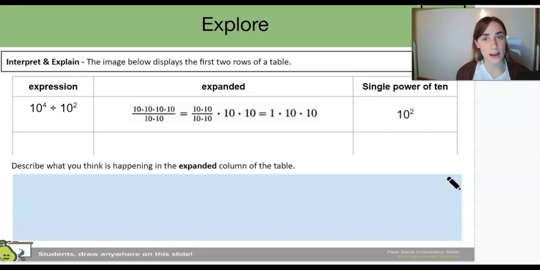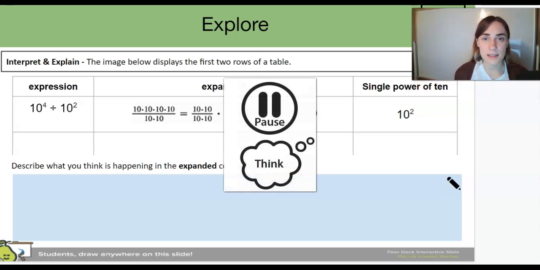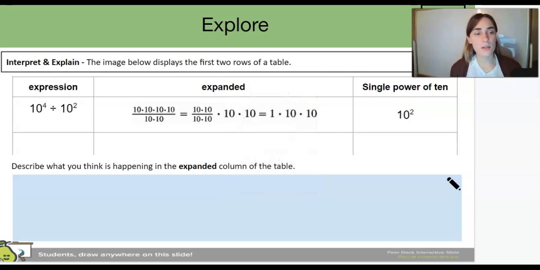So your goal right now is to describe what you think is happening in the expanded column of the table. And I encourage you to think back to what we did when we were multiplying powers of 10 and see if you can relate it to this problem. Now that you've had time to come up with your answer for what you think is happening in the expanded column of the table, I want you to focus your attention on a specific piece of information here.